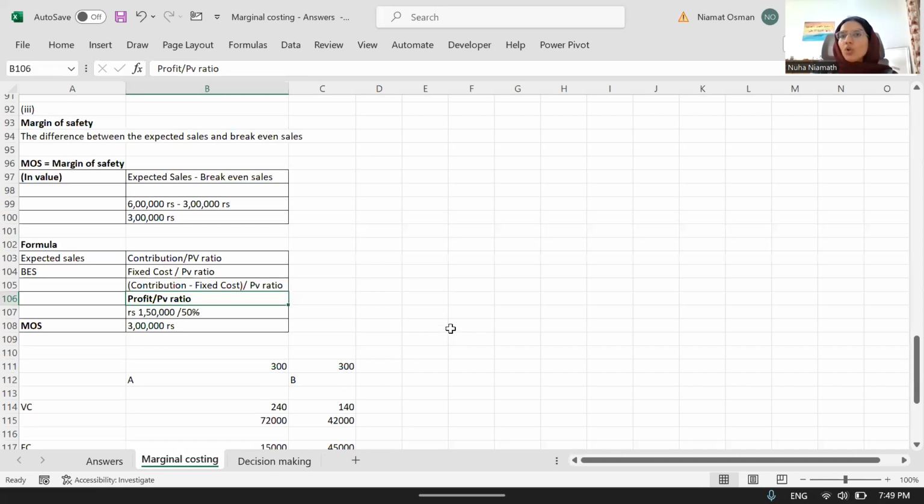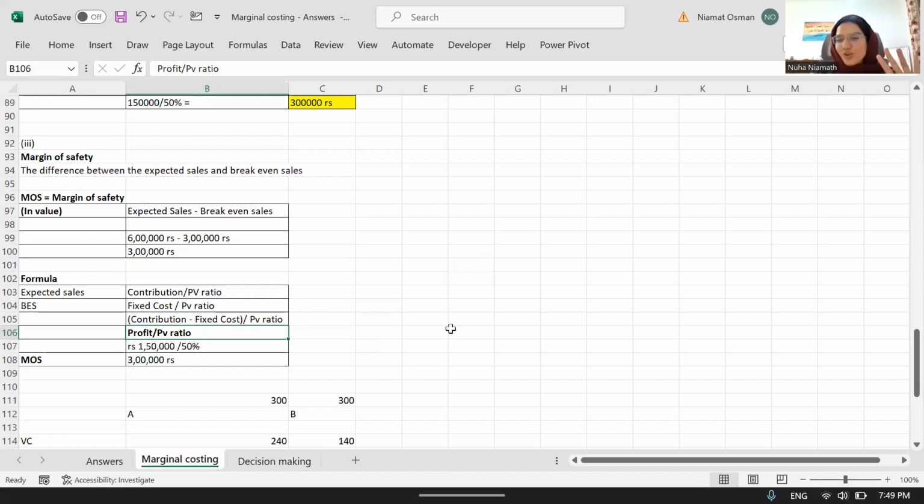So that's it. This is all you need to remember in this chapter. Not that this is all, there are some more things, but today I just want to cover these concepts. Your contribution should be very clear. Your formula for PV ratio should be very, very clear. Your break-even sales concept should be very clear. And your margin of safety should be very clear. If this is set in your head, all the questions will just flow automatically. Okay? You don't have to stress about anything.